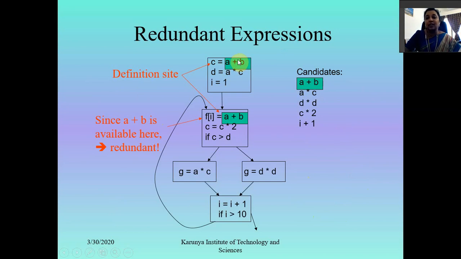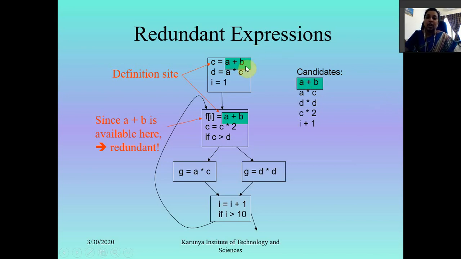Now, how do we define it? You have certain expressions in a control flow graph here. So now here you have c equal to a plus b and f of I is equal to a plus b. There are certain candidates. Now what do I mean by the candidate? It is all the expressions we have here. A plus b is here, a star c is here, a plus b is already there, c star 2 is there, d star d is there, a star c is already there, I plus 1 is there. Except the conditional statements, all other arithmetic expressions we have taken as the candidates.